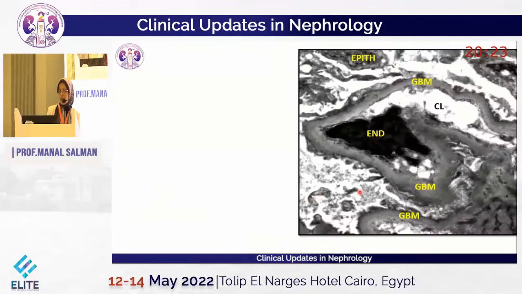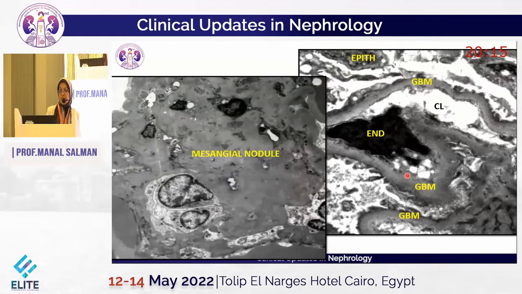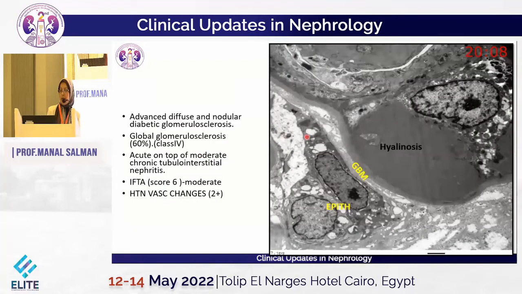By electron microscope, we see this is the basement membrane, which is thickened more than normal, about twice the normal, with areas of wrinkling. Other areas showed mesangial expansion with formation of mesangial nodules like that. And other areas showed well-defined hyalinosis lesions that were seen in the light microscope. This case was signed out as advanced diffuse and nodular diabetic glomerulosclerosis with global glomerulosclerosis 60%, and this makes it class 4, with moderate IFTA and moderate hyaline vascular changes.